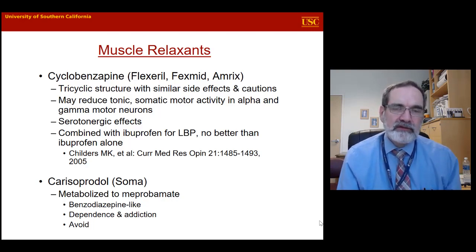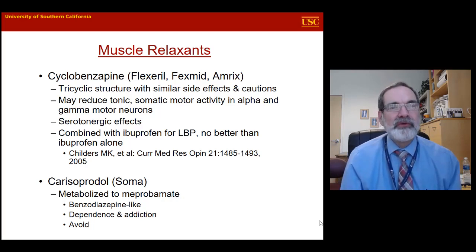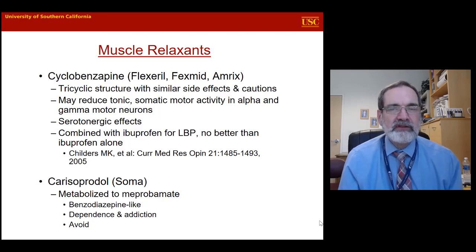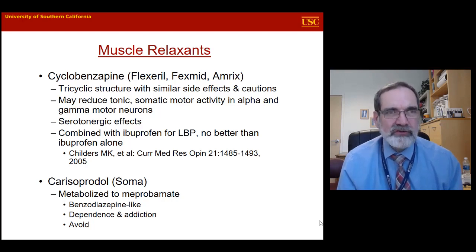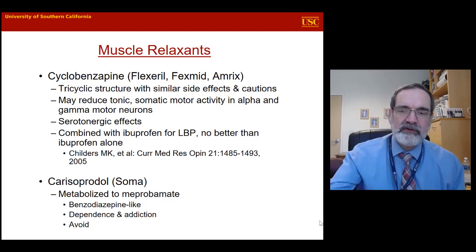Carisoprodol, or Soma, is a drug that we really don't encourage the use of. It's metabolized to another drug called meprobamate. For those of you with long memories, that was a drug marketed under the name Miltown. It was really the precursor to the benzodiazepines. So it's a benzodiazepine-like drug, together with the same problems of dependence and addiction that exist with the benzodiazepines. So of all the muscle relaxant drugs, Soma is the one with the greatest risk of abuse.